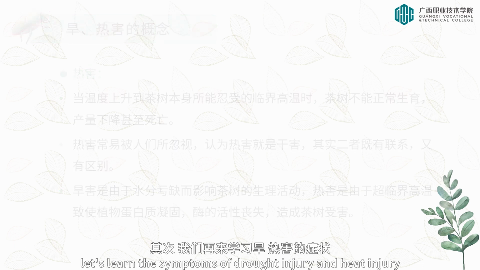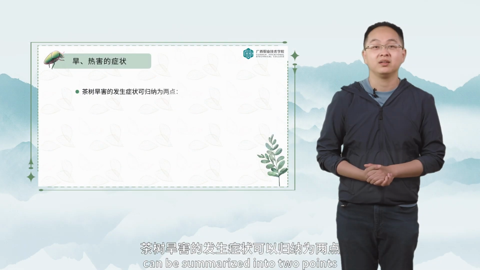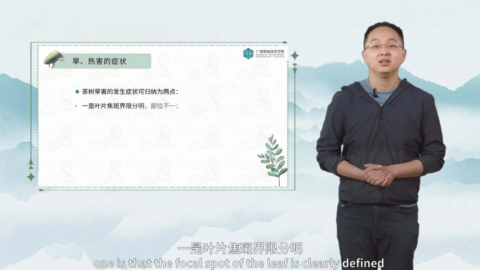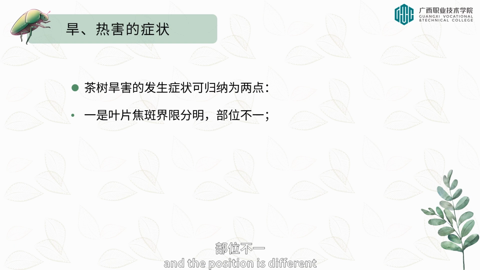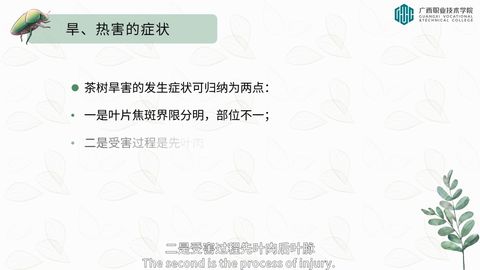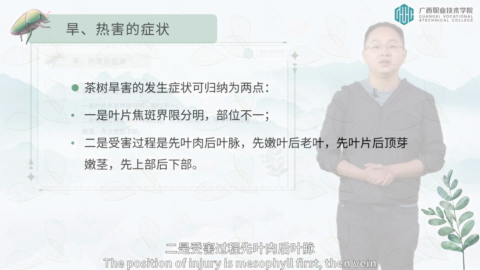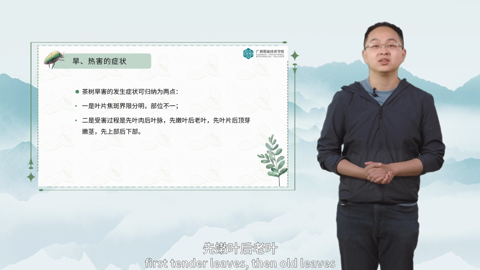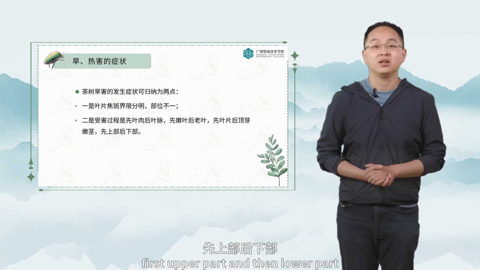Let's learn the symptoms of drought injury and heat injury. The symptoms of drought injury can be summarized into 2 points. One is that the focal spot of the leaf is clearly defined, and the position is different. The second is the process of injury. The position of injury is mostly first, then. First tender leaves, then old leaves. First leaves, then terminal buds and tender stems. First upper part and then lower part.